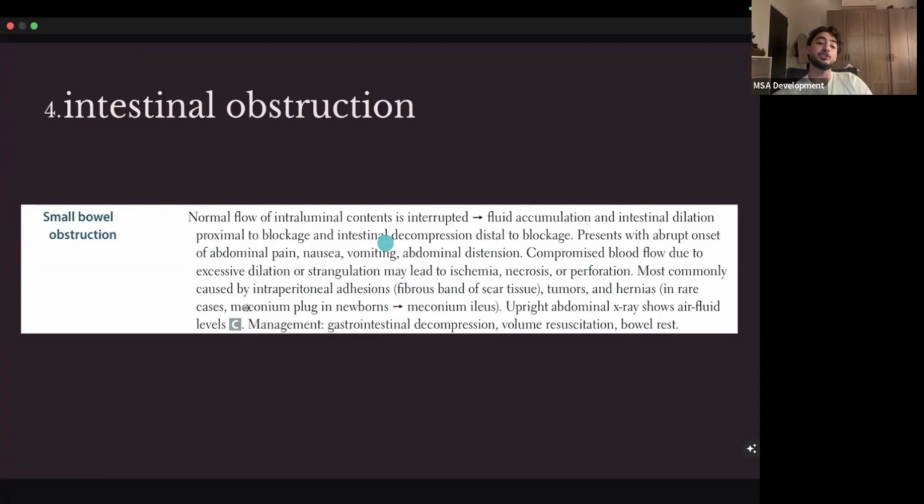Most commonly, it's caused by intraperitoneal adhesions. Okay, especially in a patient with a prior history of abdominal surgery, the most common cause is intraperitoneal adhesion. Basically, you've got these bands, just like the Ladd bands that we talked about before in intestinal malrotation. You're going to get these intraperitoneal bands that adhere to the intestine from the outside and pull on it, and it could cause an obstruction. All right, and I'll show you a picture in a minute. An upright abdominal X-ray shows air fluid levels, and then we'll get into the management in a little bit.